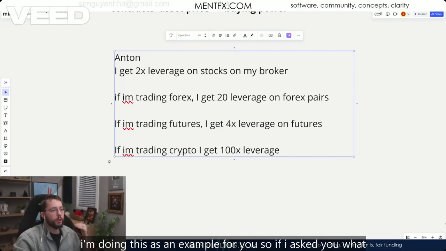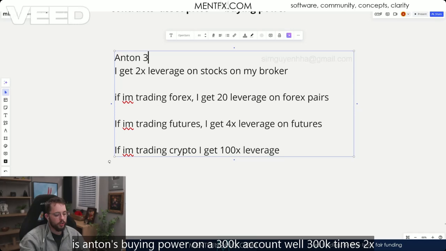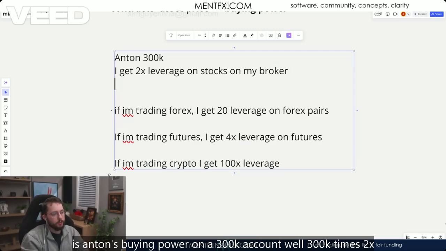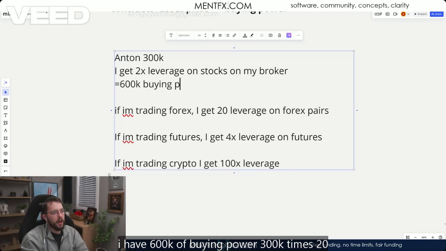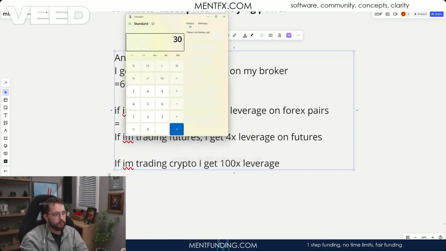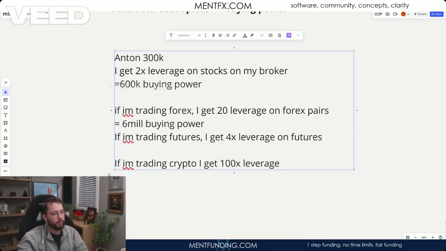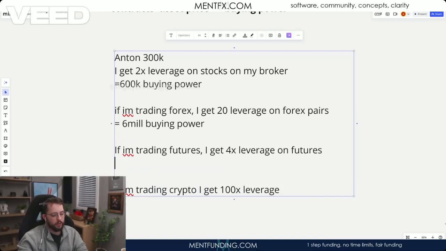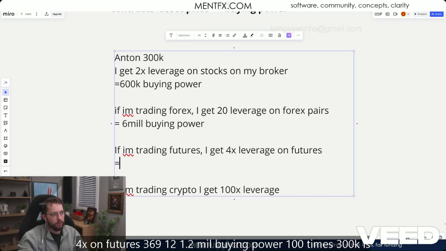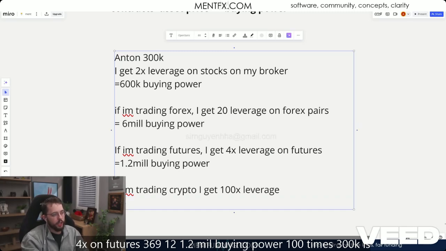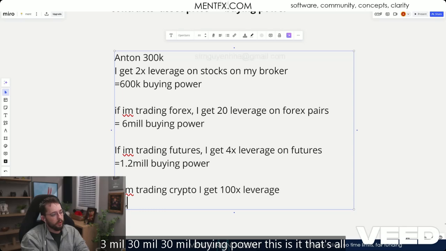Again, the point is, I'm doing this as an example for you. So if I asked you, what is Anton's buying power on a 300K account? Well, 300K times 2x, I have 600K of buying power. 300K times 20, I have $6 million of buying power. 4x on futures, 3, 6, 9, 12: 1.2 mil buying power. 100 times 300K is 3 mil, 30 mil. 30 mil buying power.